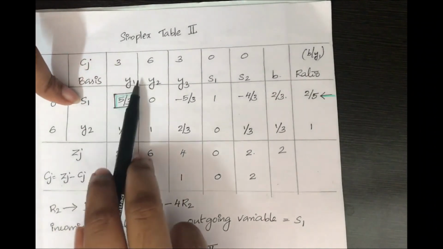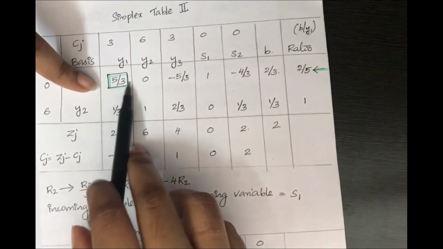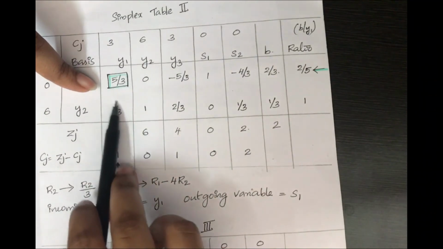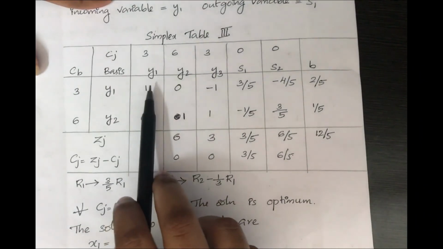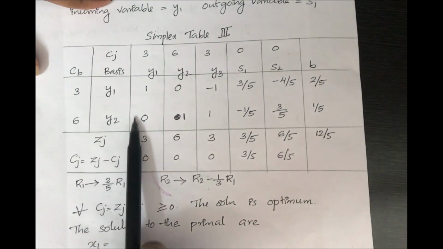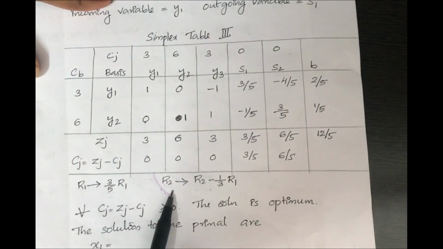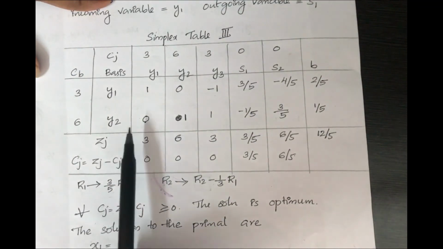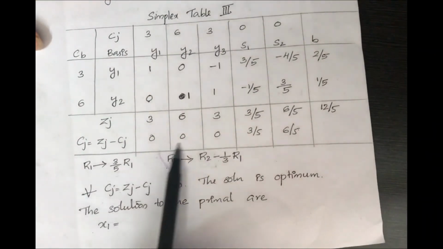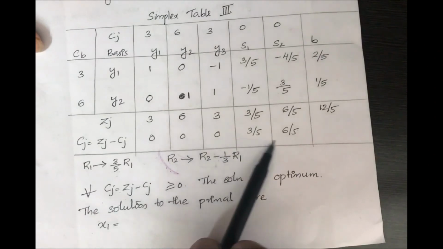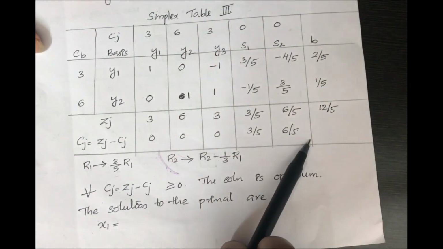So s1 is the outgoing variable. Instead of s1, who will come there? y1 will come there. So this is the key element. In the next table, this should be 1 and this should be 0. So this is simplex table 3. For that R1 is multiplied by 3 by 5 and R2 is treated as R2 minus 1 by 3 of the new R1. Okay, so again we check the optimality. So we get the optimal condition here. All Zj minus Cj values are positive.